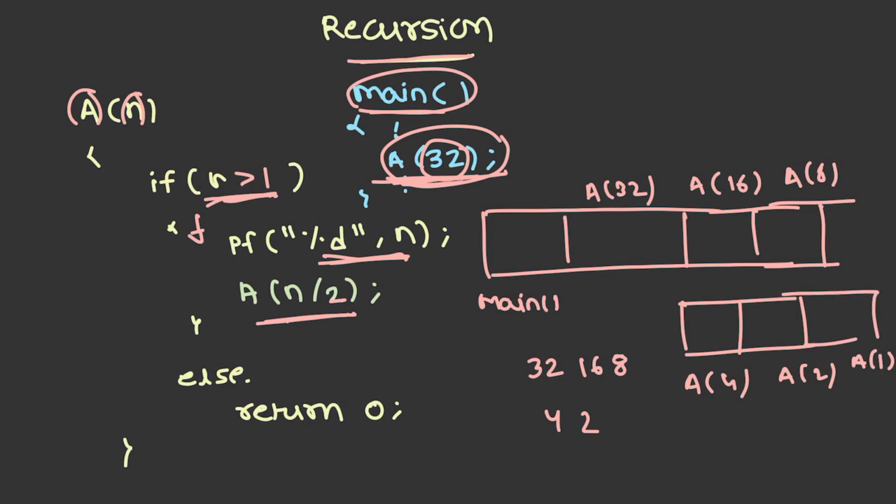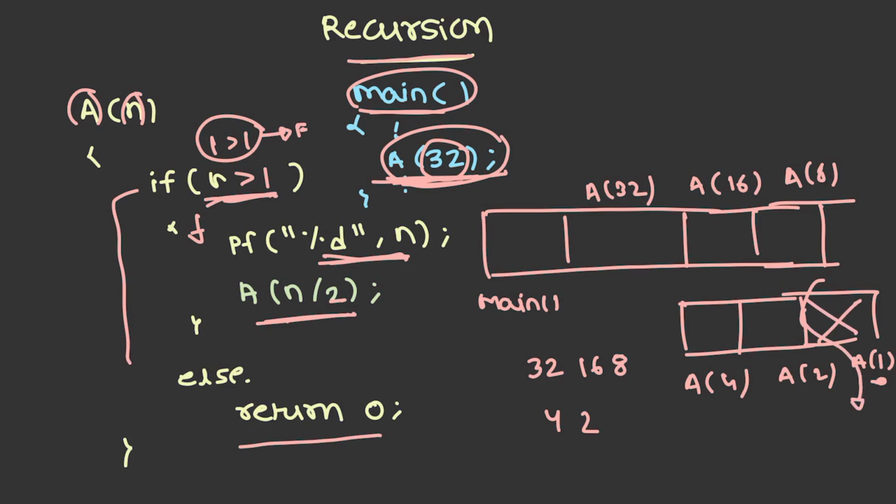If you just see, now the value of n in this case is 1. So is 1 greater than 1? This condition is false. It comes out of this condition and it returns 0. So after returning, a of 1 will be popped off from the stack. This will be no more. Now it will come to the execution of a of 2. We have finished the execution of a of 2 till this point. After this point, this function completes its execution and it will be popped off from the stack.